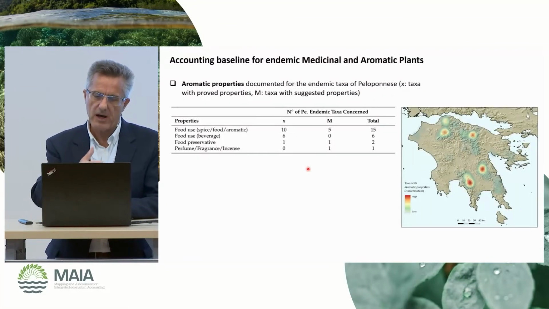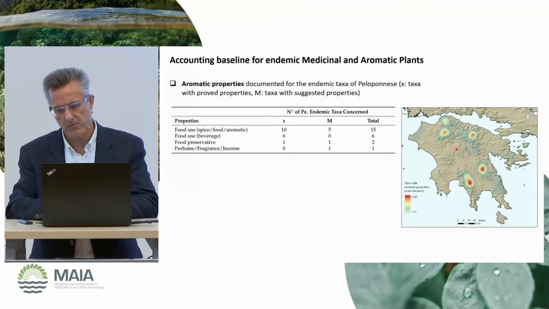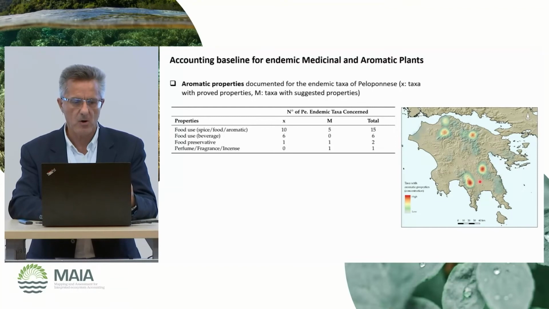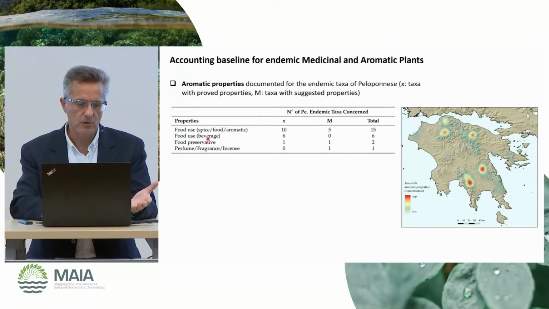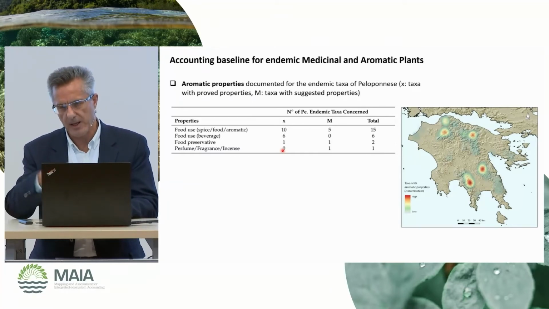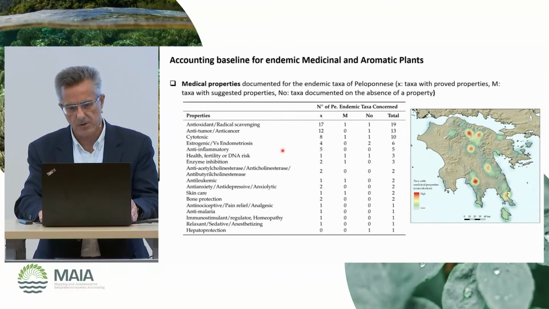Of course, for the aromatic properties, we are making hotspot areas, so we now know in which of the mountains or other areas in Peloponnese, mostly in the south, we have aromatic plants with documented properties, and this is how we are creating such hotspots. So for food use as beverage, food preservatives or perfumes, we have this information here too. We have created such a database, and it is all the time improved, updated and revised on the basis of what is published in the international literature.